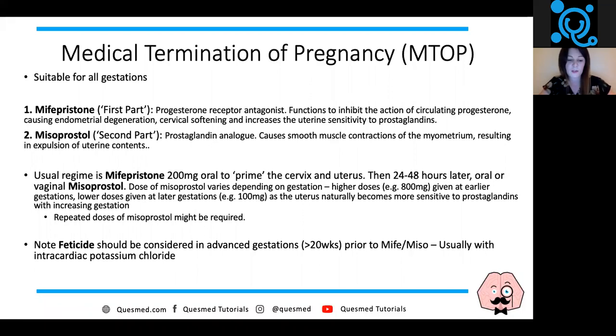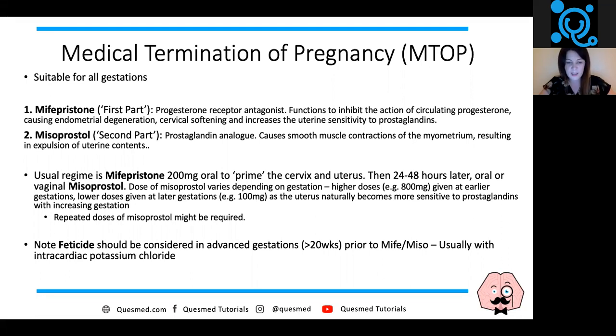Then misoprostol is given 24 to 48 hours later. The dose of misoprostol varies with gestation. A lower dose is given at later gestations as the uterus naturally becomes more sensitive to prostaglandins. Repeated doses of misoprostol might be required to cause complete termination.